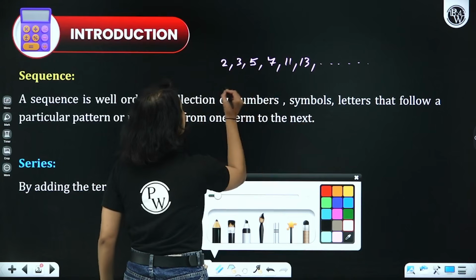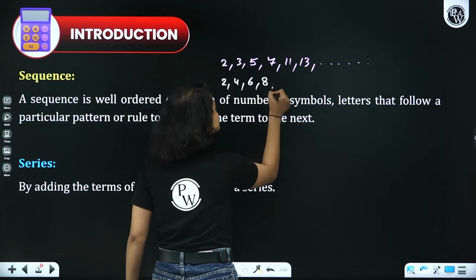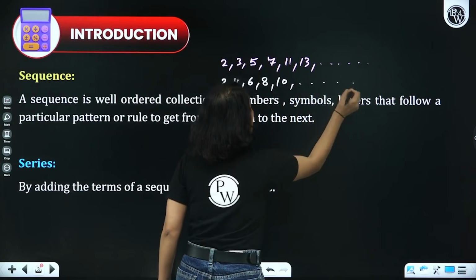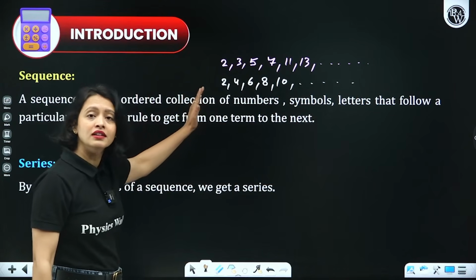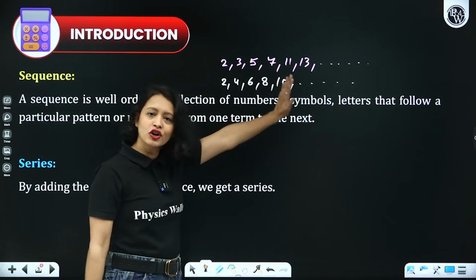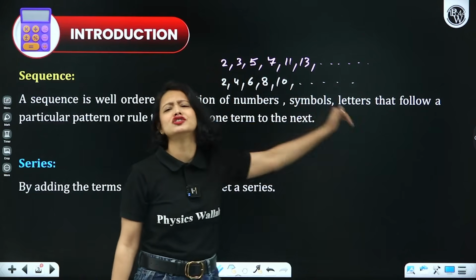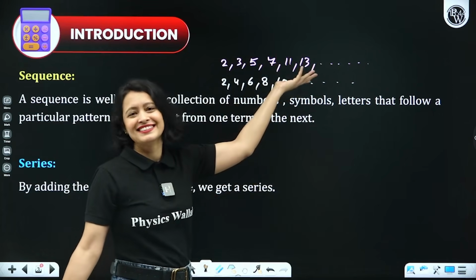Similarly, let me write another one. Let's suppose I am writing 2, 4, 6, 8, 10 and so on and so forth. Again guys, can you see the pattern here? What is the logical pattern? If you add 2 to the previous number, you're getting the next number. Or you could say that this is a collection of even numbers. So this here again is a sequence. Got it? Understood?